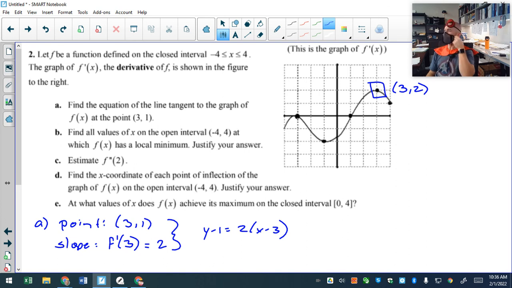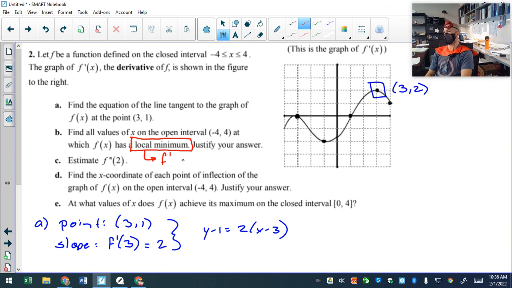B, find all values of x on the open interval -4 to 4, at which f has a local minimum. Another word that should conjure an immediate thought. When you see local minimum, there's actually a couple of different things, maybe even three things that can come into your brain, but there's usually one way that we find local minima. There's one more common way. What would that be?